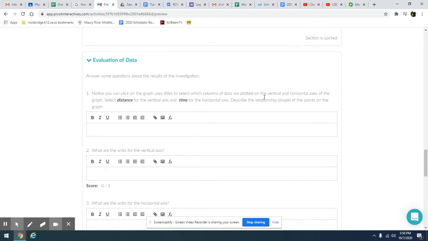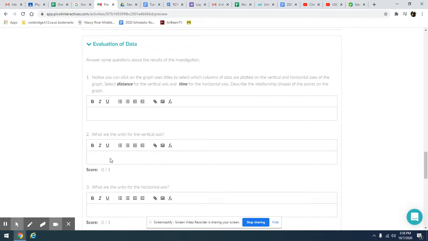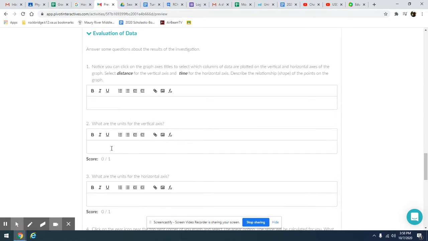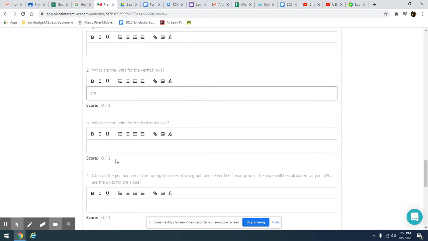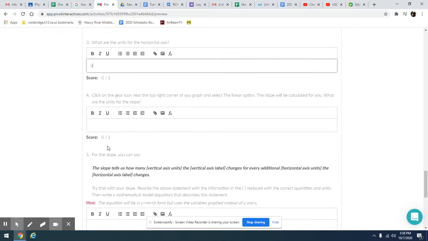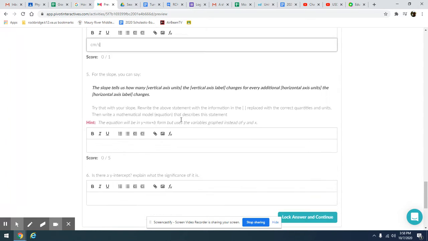Notice you can click on the graph to select which column, select distance axis. So we already did that. What are the units for the vertical axis? The vertical axis has units of centimeters and seconds for the horizontal axis. Linear option. What are the units for the slope? Centimeters over seconds.